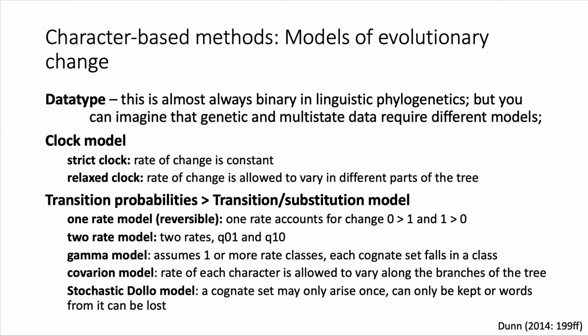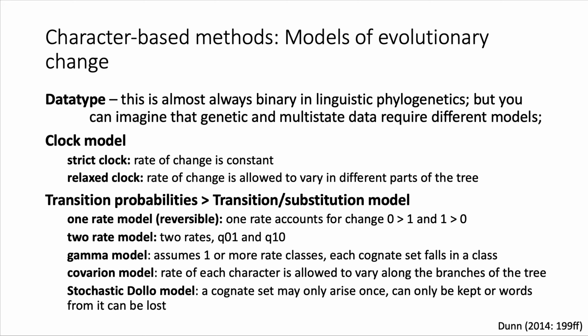This assumes that each character belongs to one of a specified number of rate classes. Each cognate set belongs to a class, hence capturing stable and less stable meanings in terms of items of vocabulary. So we can imagine that, for example, numerals, as we saw before in the example of Indo-European, are really stable and change very, very slowly, whereas some other meanings or concepts might change a little bit faster, and the gamma model captures this kind of rate variation.